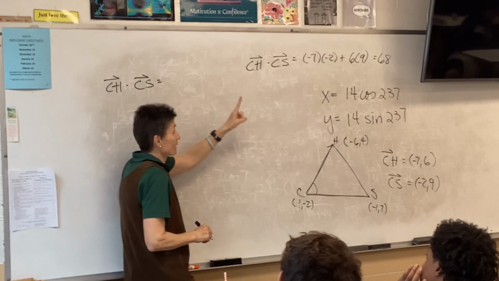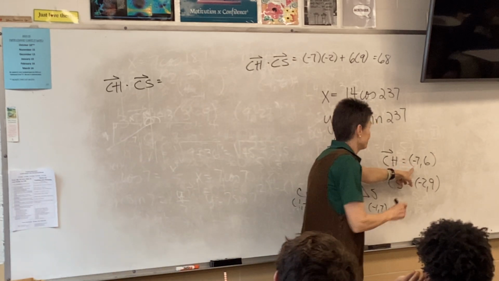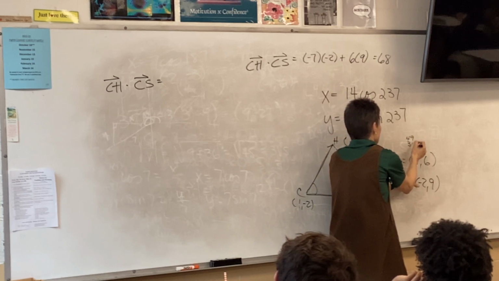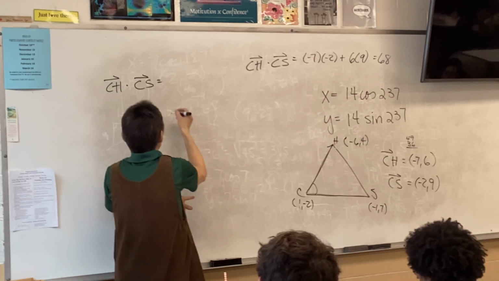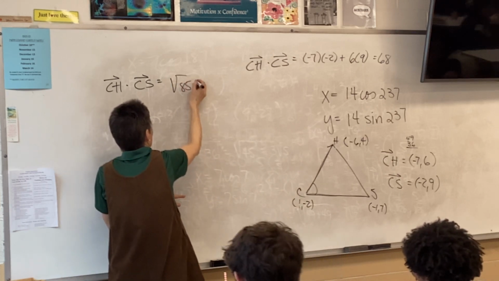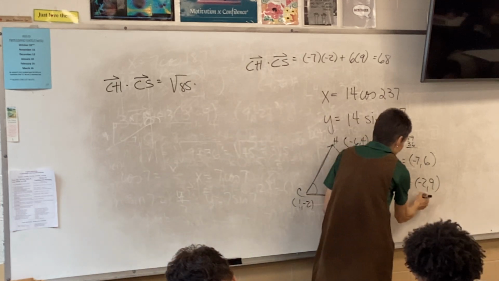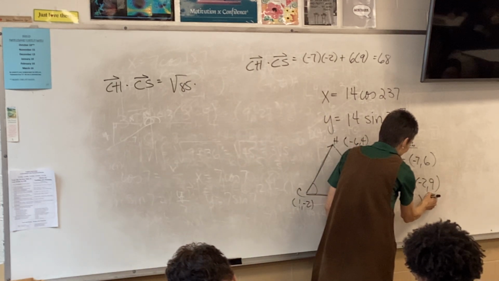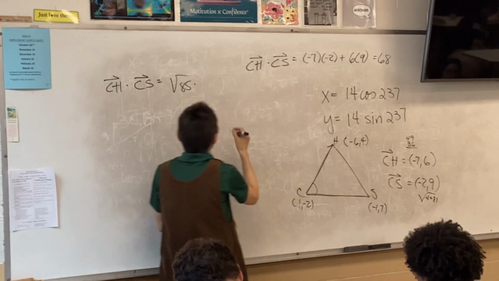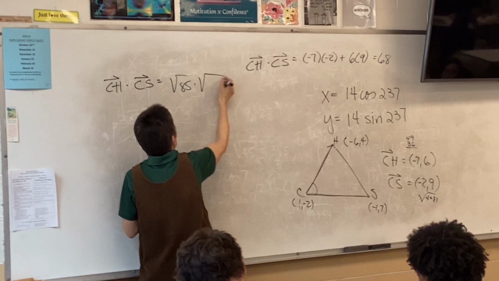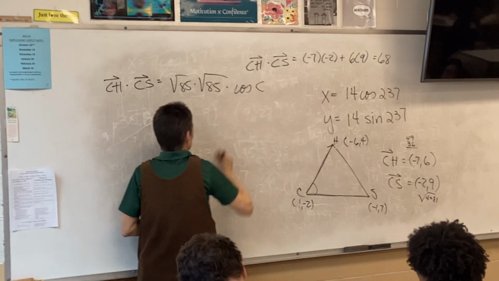Magnitude of the first vector. All right, what's the magnitude of this guy? 49 and 36 makes 85. Square root of 85. Times the magnitude of the second vector. Is it also 85? Coincidence. And then the cosine of the angle between them.